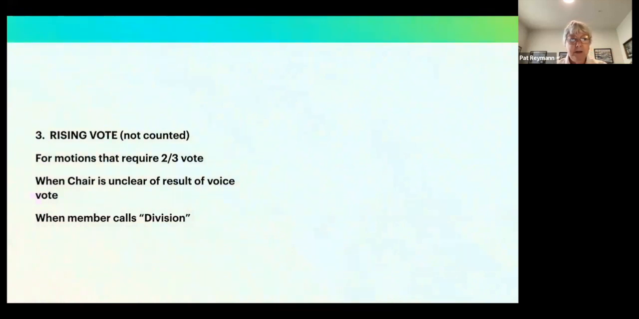So if a member calls division, then the vote needs to be retaken immediately in a different method. So division would be used when the voice vote was used. And so it's retaken as a rising vote, not counted necessarily, just a rising vote.